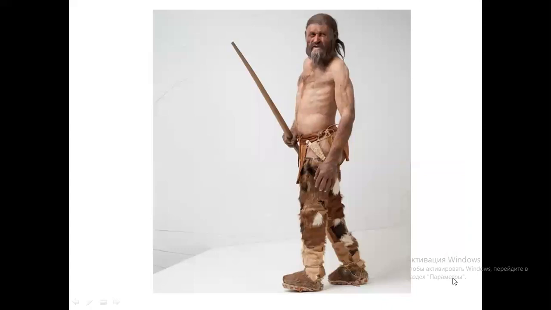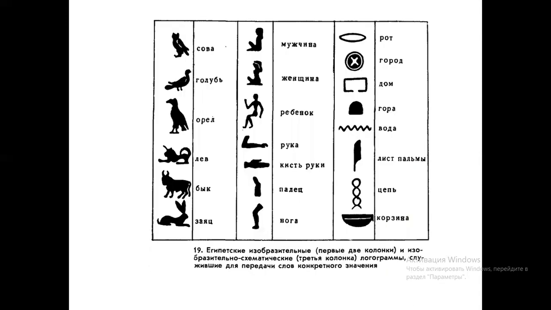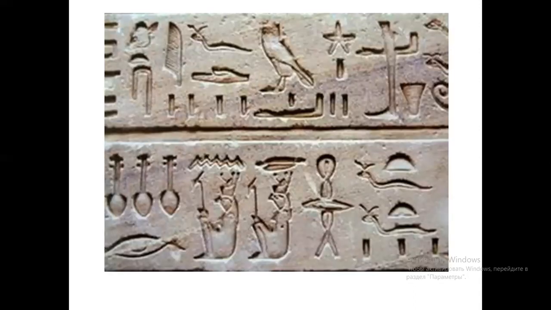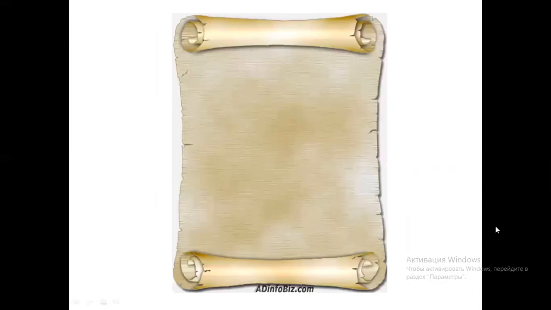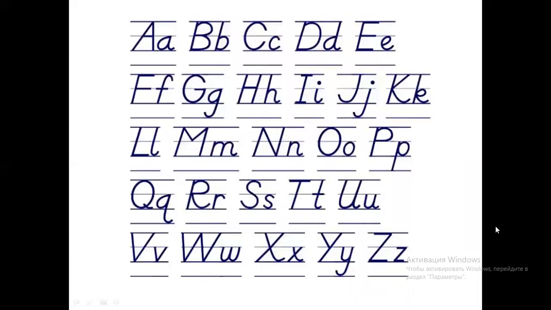Look at the pictures and name the word. Picture 1. What is it? Ancestor. Picture 2. Hieroglyphics. Picture 3. To carve. Picture 4. Hieratic. Picture 5. Papyrus. Picture 6. Alphabet. Great. Let's continue our work.